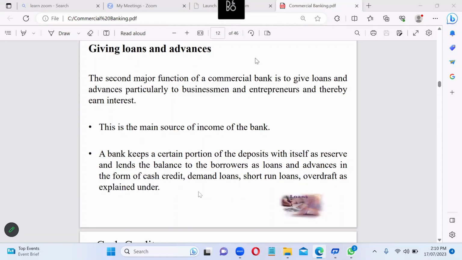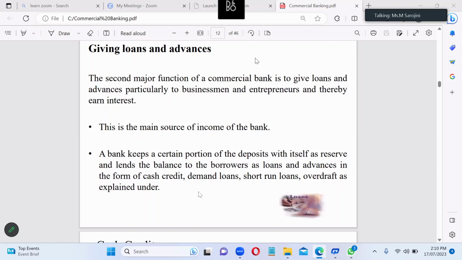So without providing loans, banks cannot get income or profit. The banks keep a certain portion of the deposit with themselves as reserve and lend the balance to borrowers as loans and advances in the form of cash credit, demand loans, short-term loans, and overdraft, which we can also call a loan. Under the loans there is cash credit, demand loans, long-term loans, short-term loans, and finally overdraft.